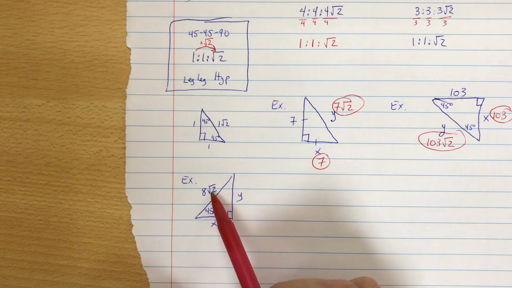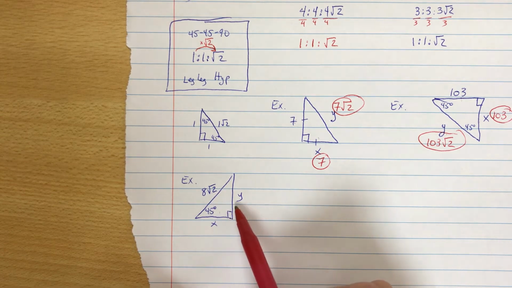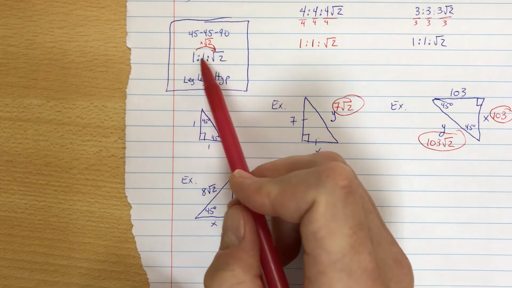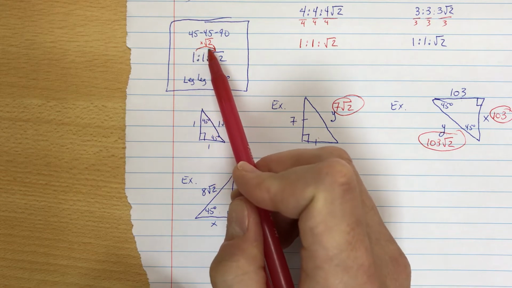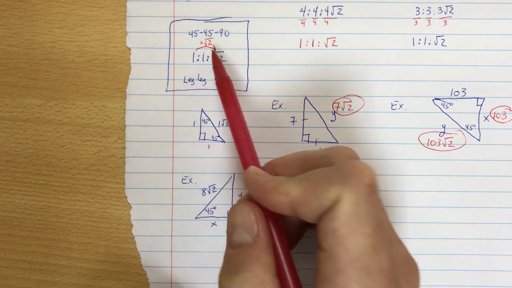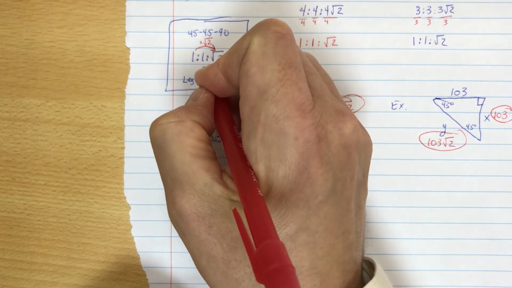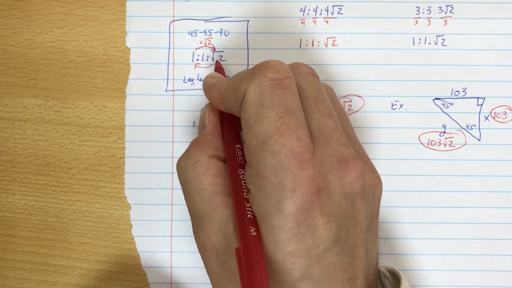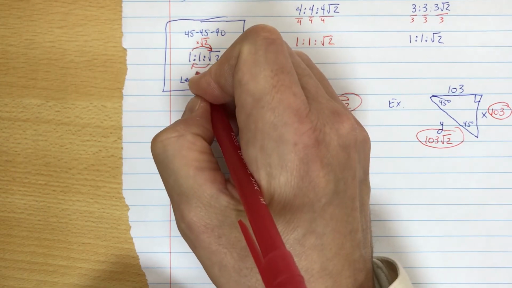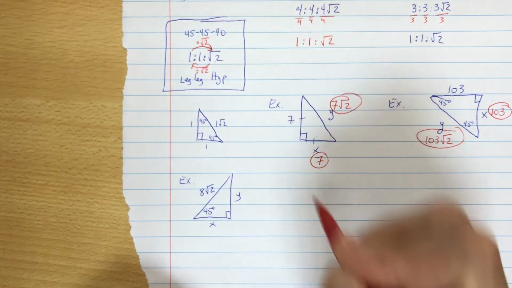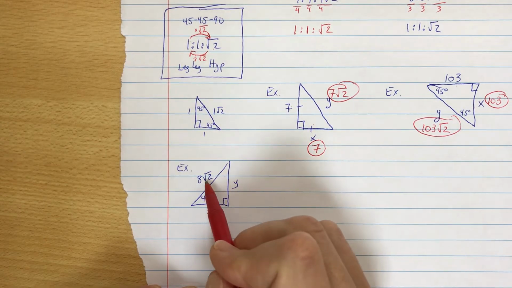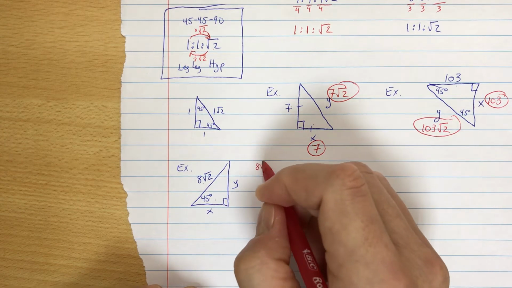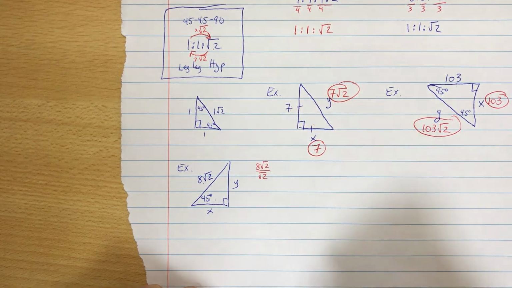So how do we go from the hypotenuse back to the legs? Well, in the ratio 1 to 1 to the square root of 2, when we move forward, we multiply. When we move backwards, we divide. So to go from the hypotenuse back to a leg, we divide by the square root of 2. Okay, now again, you can do this without work, but you're going to take 8 square root 2 and divide by the square root of 2.